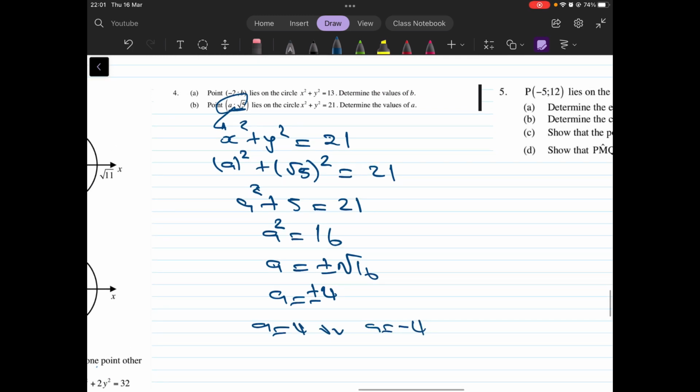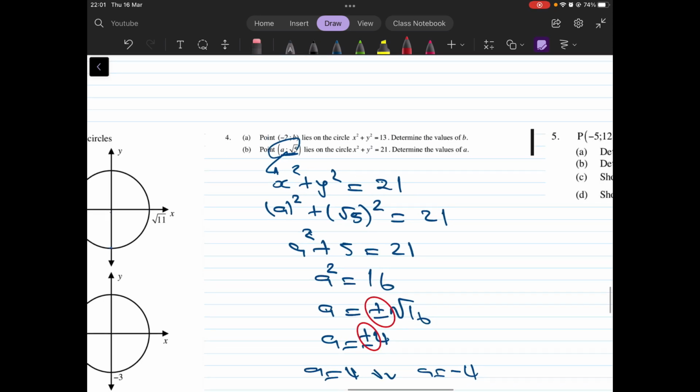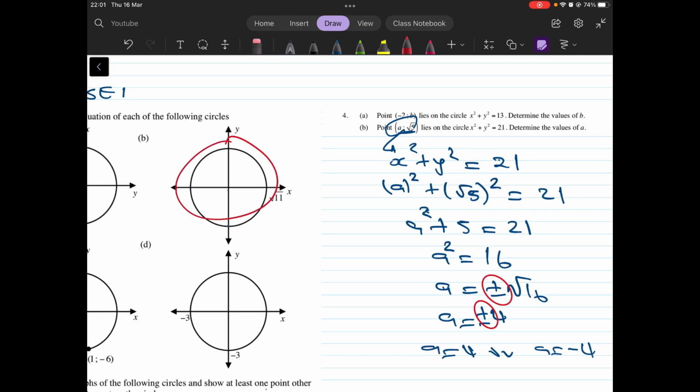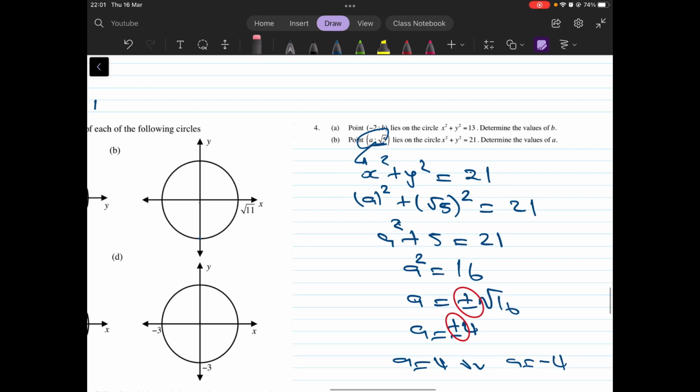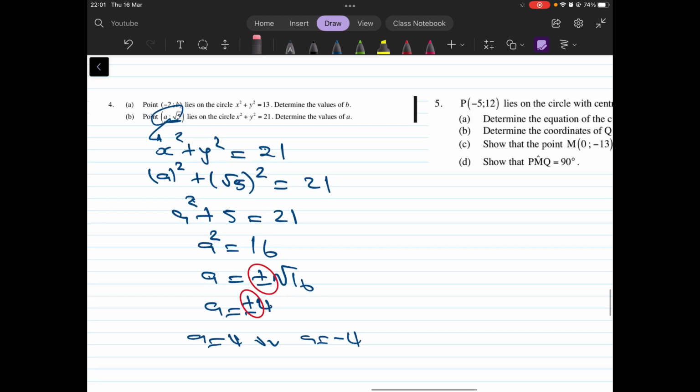Done. With circles, always get used to putting plus or minus, because you can never know. If we use this circle as an example, for each value of y you have two values of x that correspond to that, and for each value of x you usually have two values of y corresponding to that. That's why we always use the plus or minus.